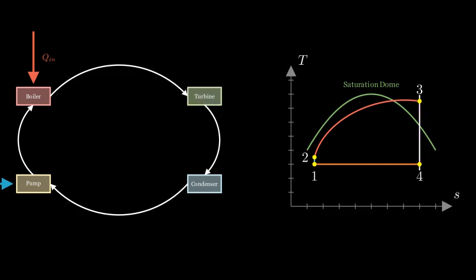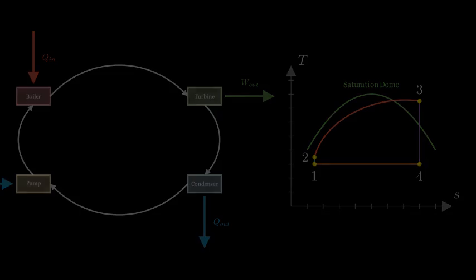The superheated steam then expands through the turbine. This expansion drives the turbine, producing useful work. Finally, the low-pressure wet vapor enters the condenser. Here, heat is rejected at constant pressure, turning the steam back into a saturated liquid.